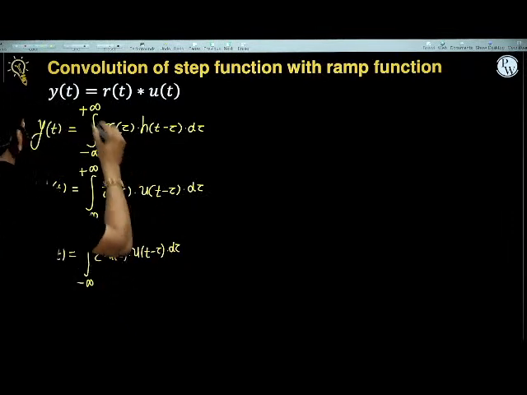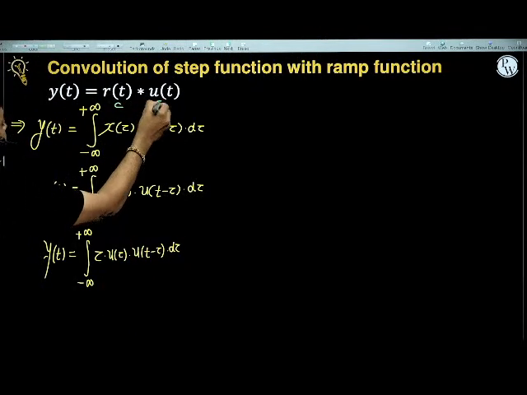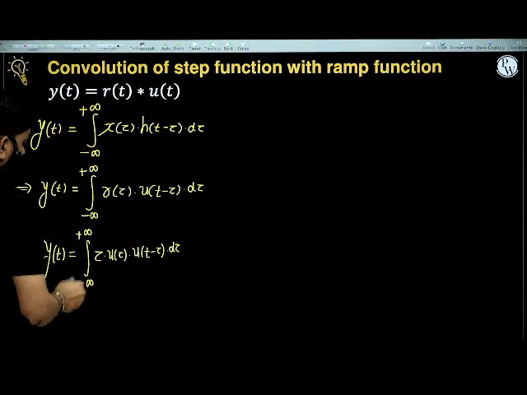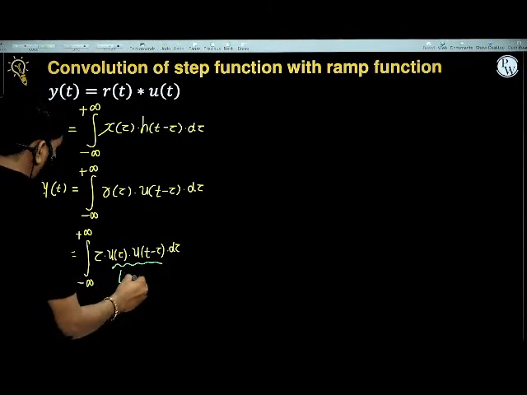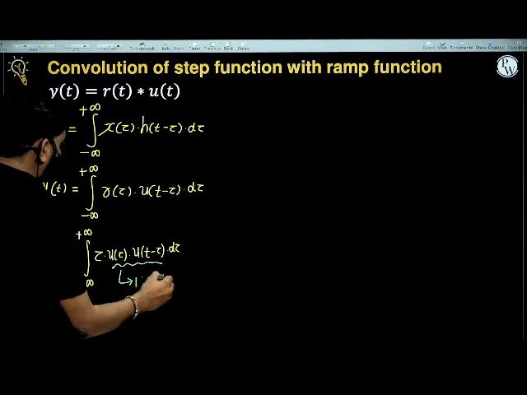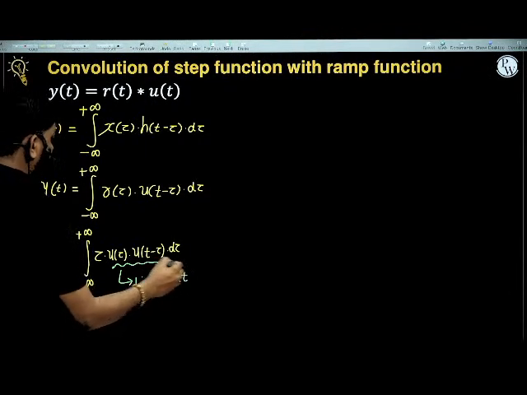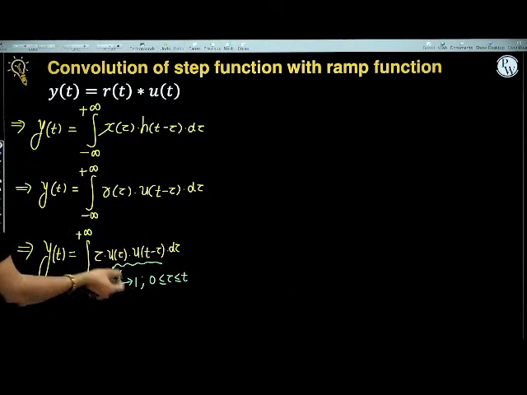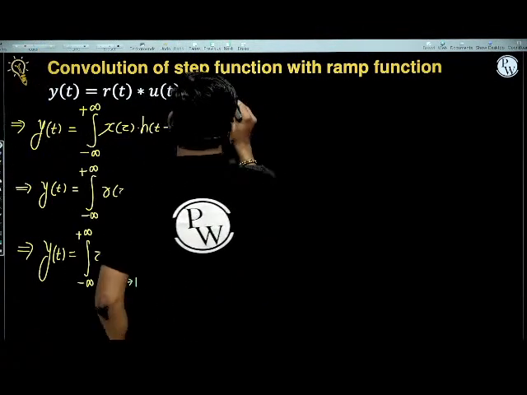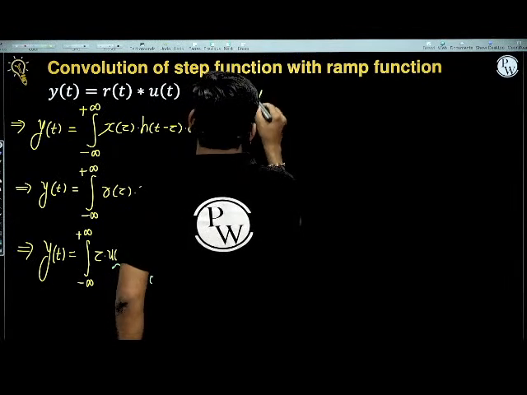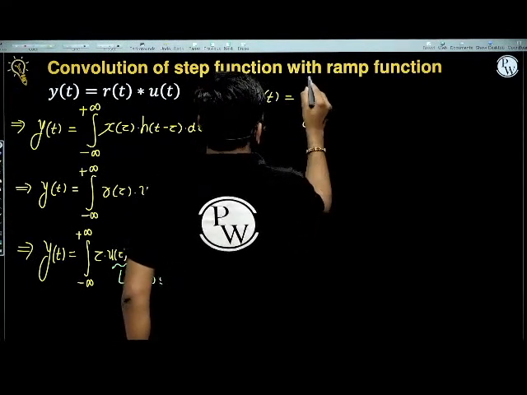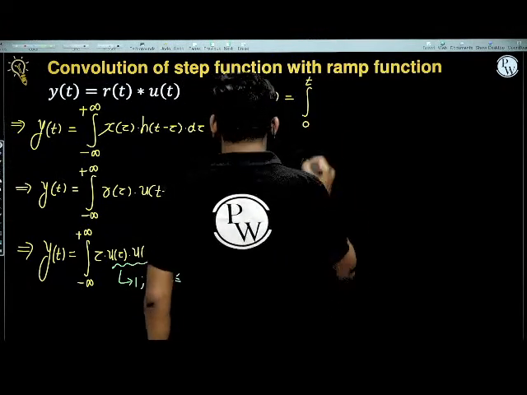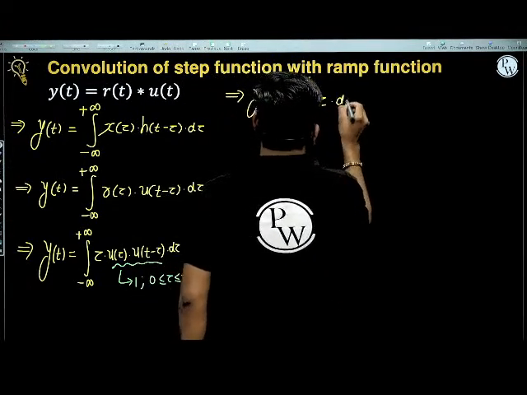Now again we can see here, this is also a causal signal, both are causal, so the limit will be 0 to t. Or we can see the multiplication, already we have seen this multiplication will be 1 only when tau lies between 0 and t, guys. So if you replace this with 1, then the limit of integration will be 0 to t only. So here it will be y of t, integration 0 to t, tau d tau.